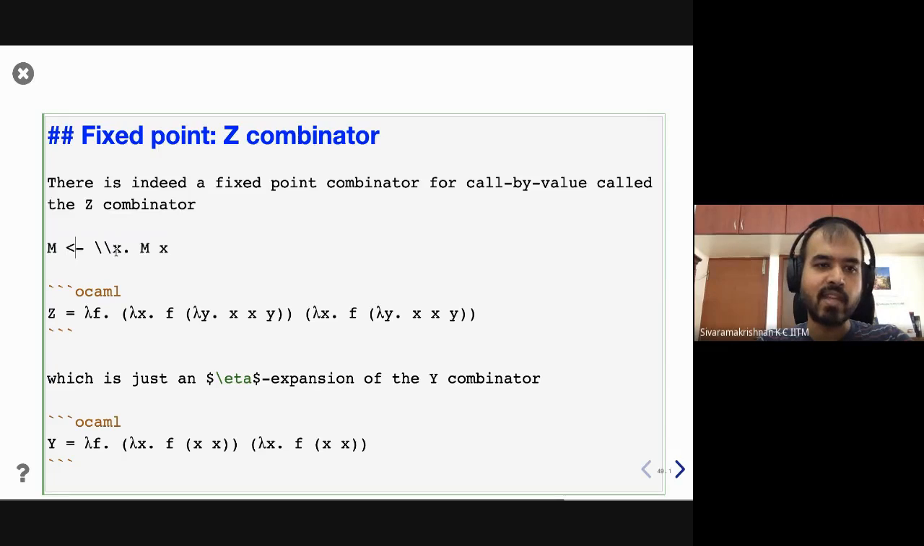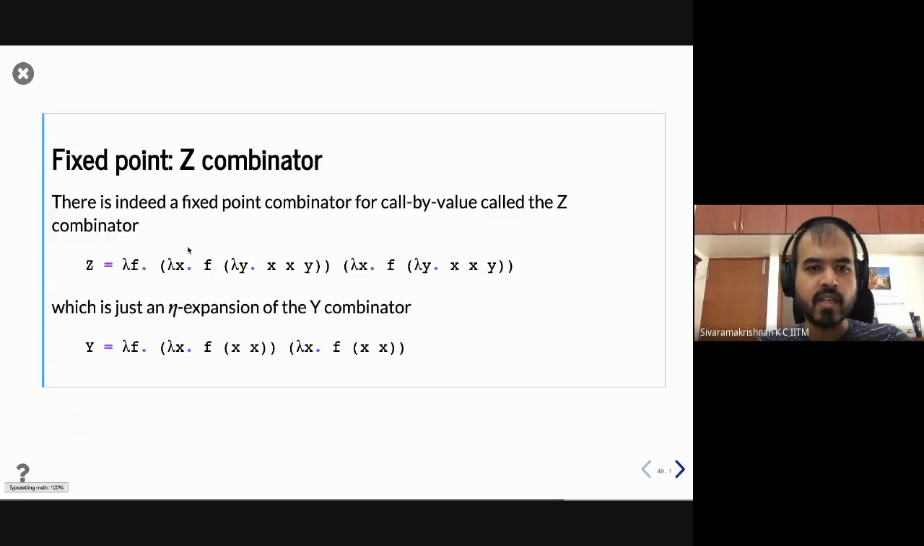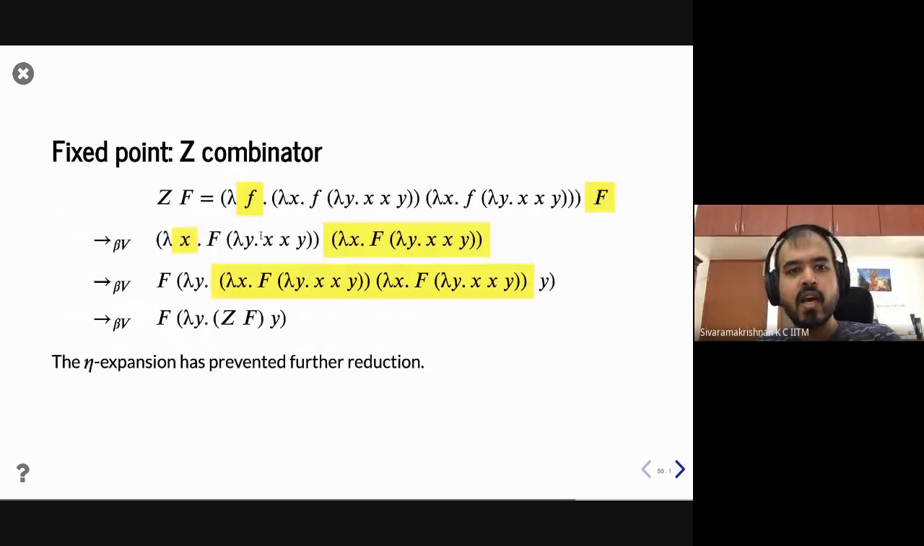Right? If x is not a free variable in M, then you can go the other way. Okay, so that's what we're doing with the Z Combinator. So just to see how it works, just like we did earlier, we applied Y of F, now we do Z of F.